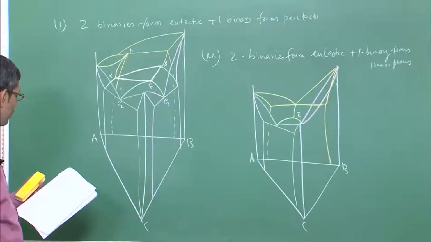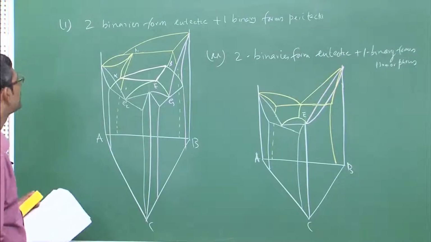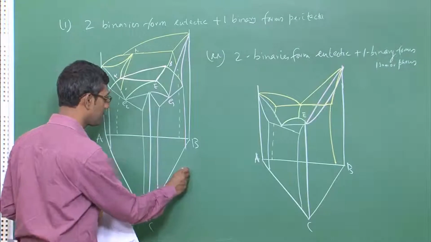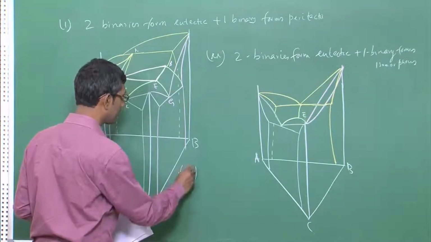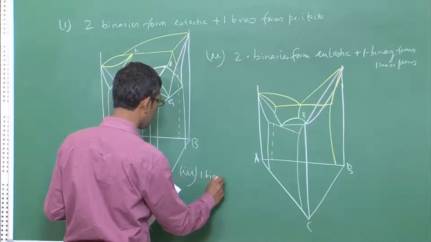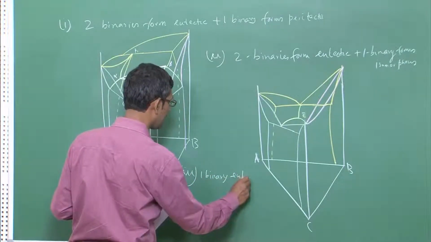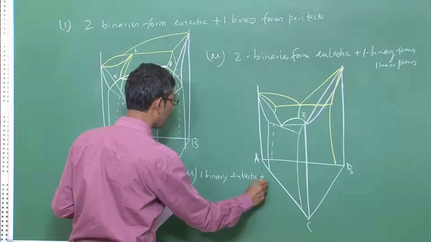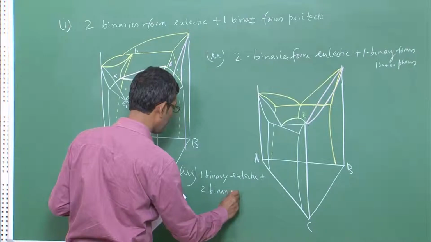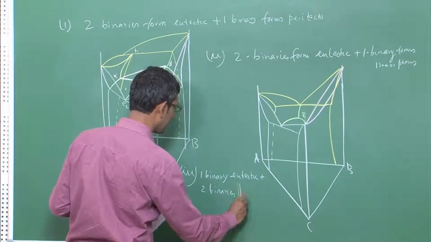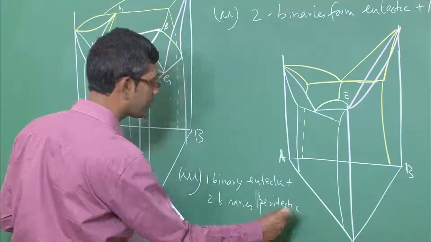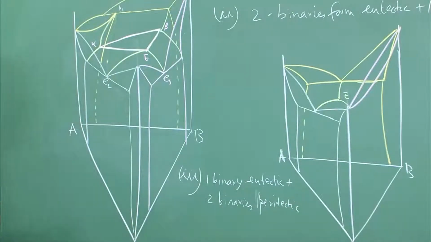There is another variation also. I am not going to draw the third variation, it is very subtle, because for you to remember, you can have one binary eutectic plus two binaries forming peritectic. This will also lead to formation of a ternary eutectic.